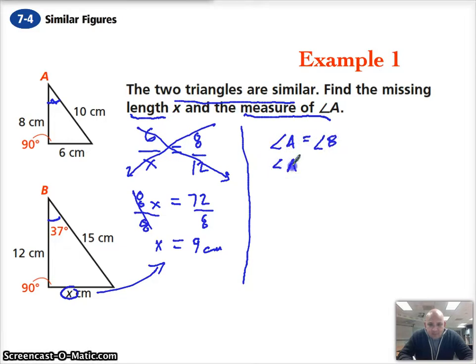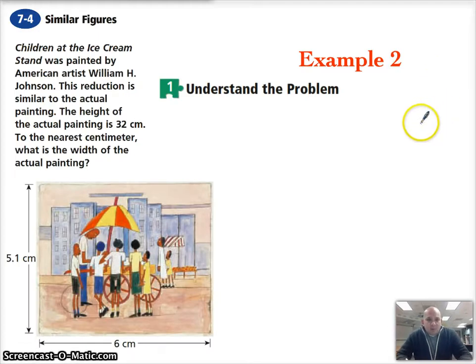Therefore, angle A must equal 37 degrees because angle B is 37. That was pretty easy. Next we have a word problem. It says, Children at the Ice Cream Stand was painted by American artist William H. Johnson. This reduction is similar to the actual painting. The height of the actual painting is 32 centimeters to the nearest centimeter. What is the width of the actual painting?